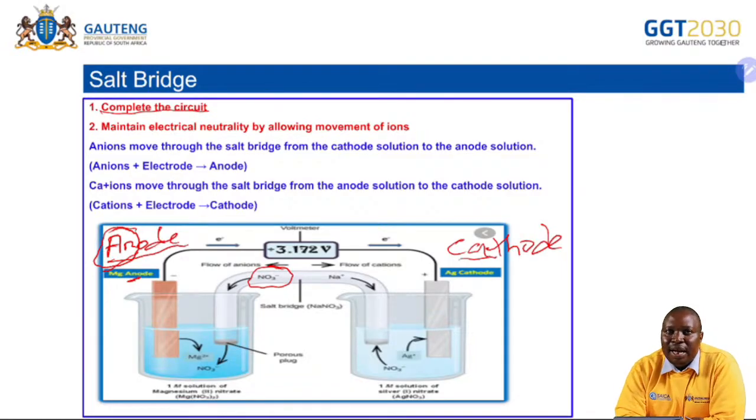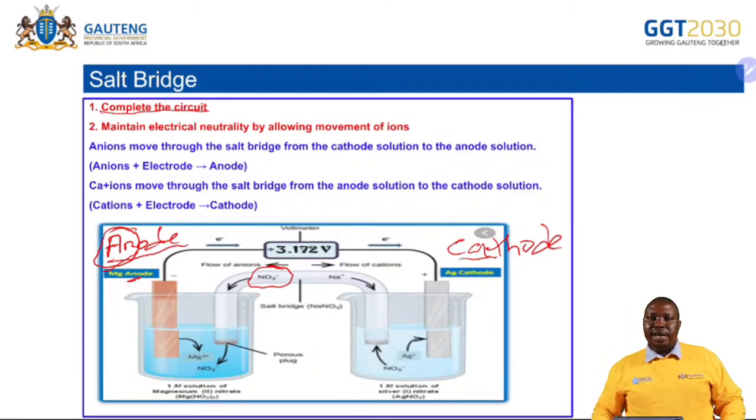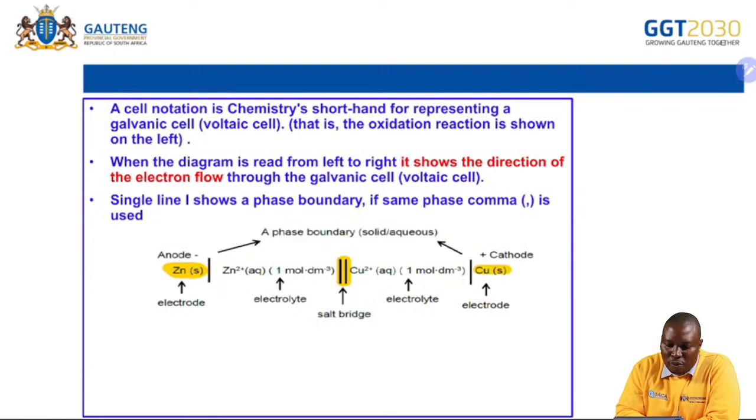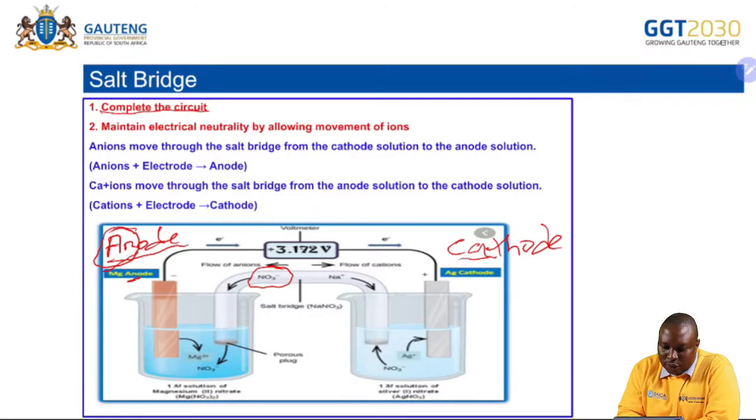In last year's paper, this was one of the problems that our learners had. They were unable to know the direction of the flow, the movement of the cations and the anions. So you got to know that in order to maintain electrical neutrality, anions, which are the negative ions, will move to the anode, and the cations, which are the positive ions, will move to the cathode. That one is a given. You must collect all the marks.